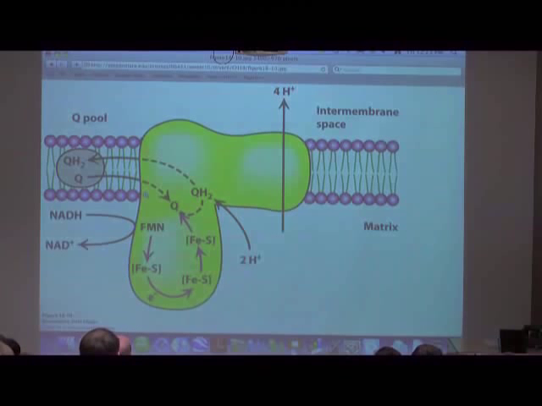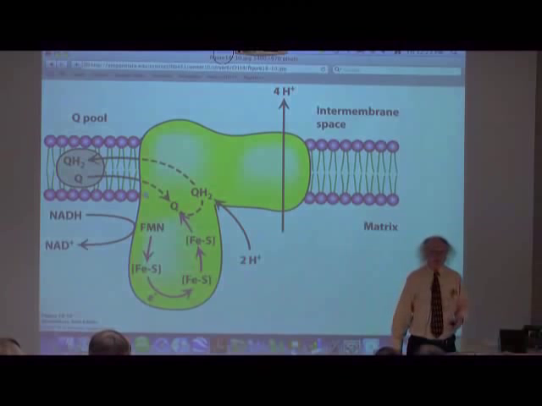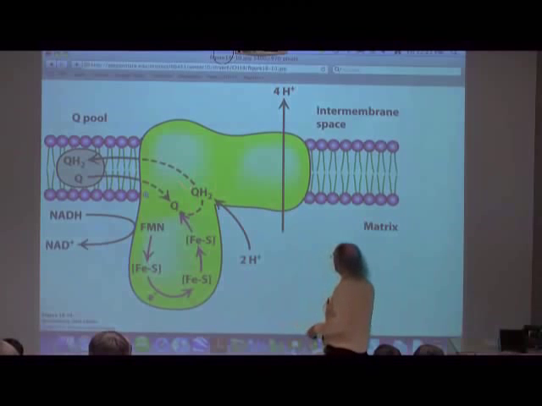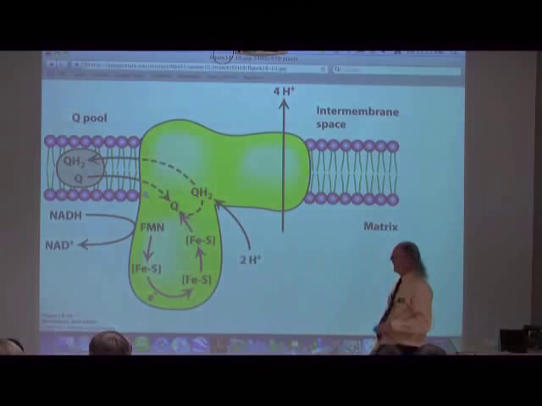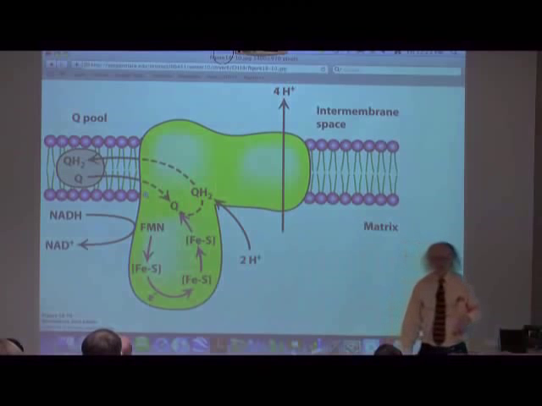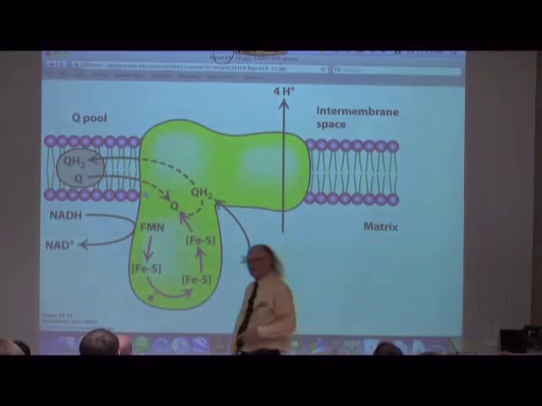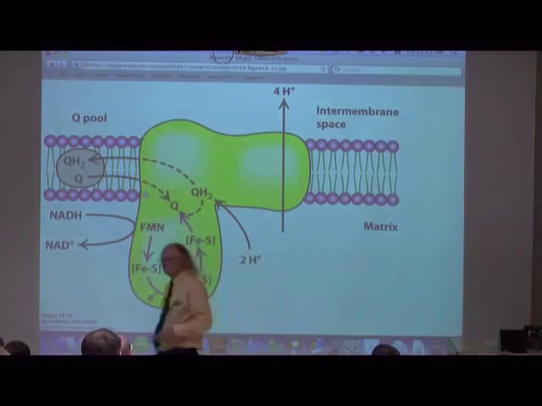Now, what I want to do is think up close and personal about what's happening in the individual complexes. So if we look at the individual complexes, what we're looking at here is complex 1. And no, I'm not going to hold you responsible for what's in here. But I want to talk you through it just so you can realize what's going on. And remember that we're talking about a complex that has 46 proteins in it, and only the grand sum of two electrons are passing through it.